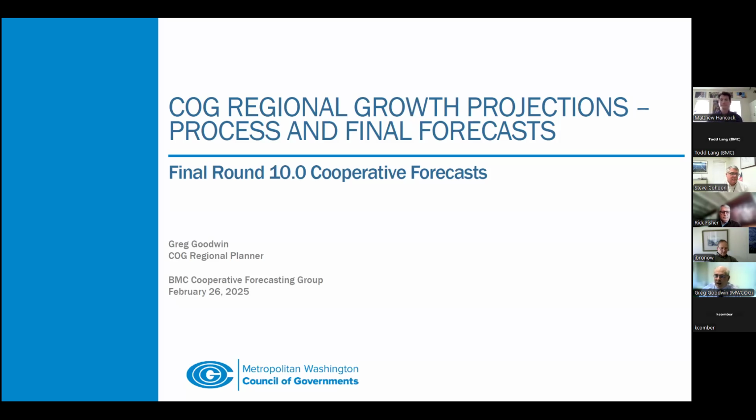So today I just want to spend a little bit of time talking about the COG cooperative forecasting process. I have been with COG for about 25 years, and I was never originally hired to work on the forecast, but rather to look at economic development statistics and trends for the region, which basically evolved into being more associated with the forecasting process. Today I want to talk about the Round 10.0 cooperative forecast that was adopted by our COG Board of Directors back in June of 2023. That is our latest and most official set of forecasts for the Washington region.